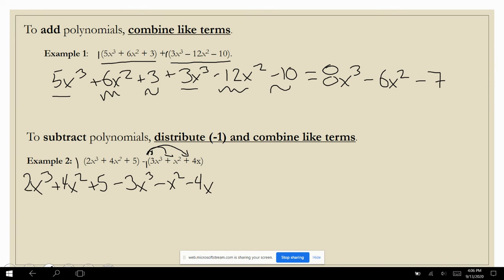And now we combine like terms. So we start with our x cubed. 2x cubed minus 3x cubed is negative x cubed. 4x squared minus x squared is a positive 3x squared. Notice that variable and exponent are staying the same. We have 1 negative 4x and 1 positive 5. So your final answer is negative x cubed plus 3x squared minus 4x plus 5.